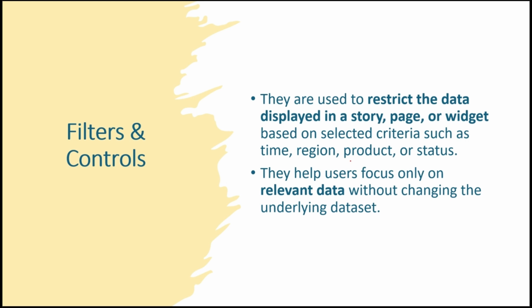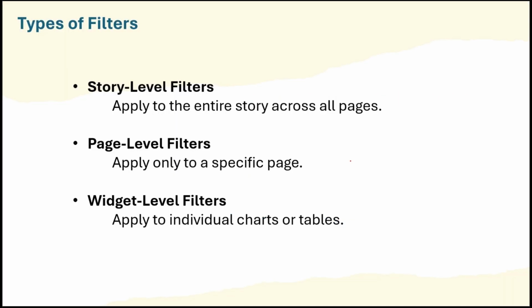Coming to the types of filters, there are three types of filters: story level filter, page level filter, and widget level filter. A story level filter is basically used when you want a particular dimension filter to be applied across the pages, that means all the pages of the story. Then you will choose it as a story level filter.